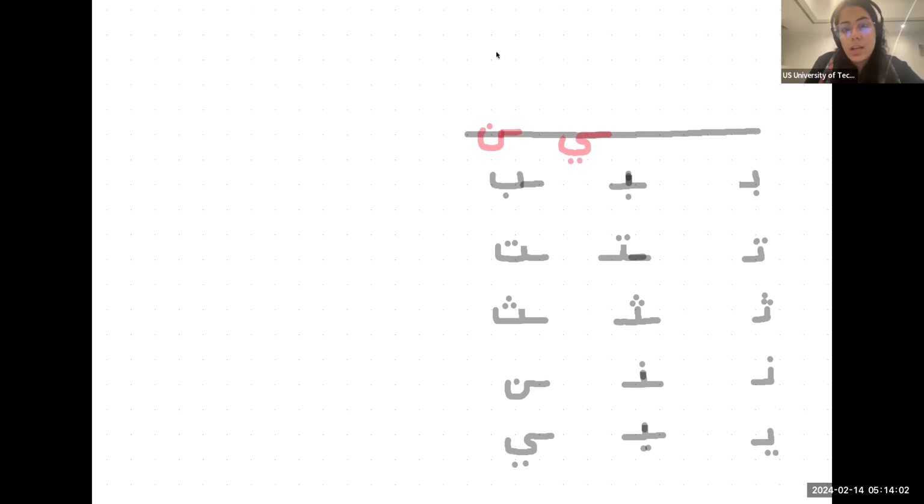You see? So this is the ba, for example, at the end of the word, like that on the line. So always take into consideration the line, and the ya and the noon, they come a little bit under the line.